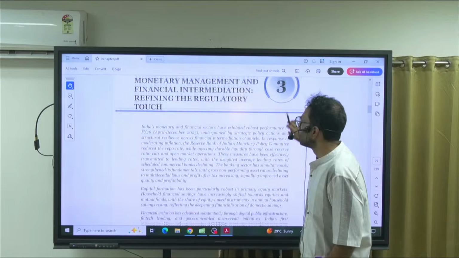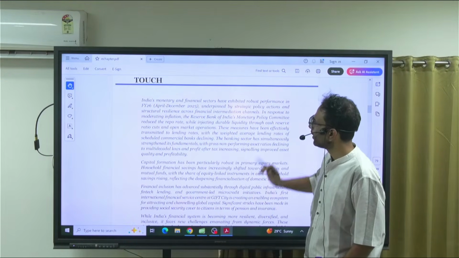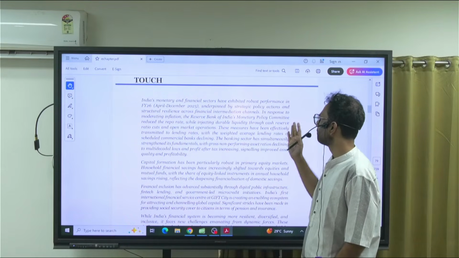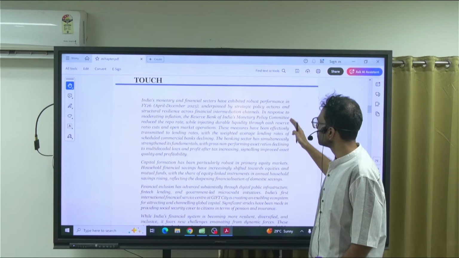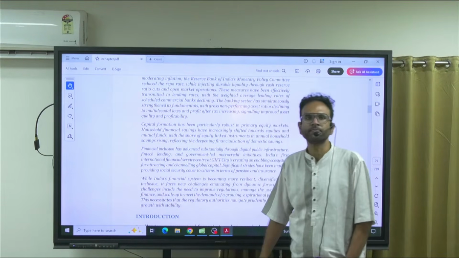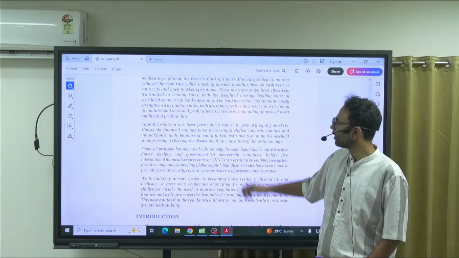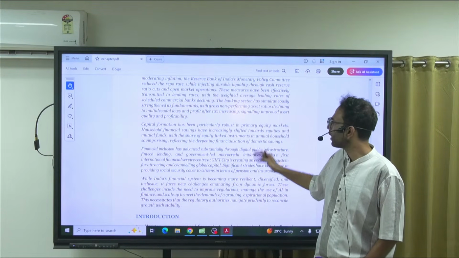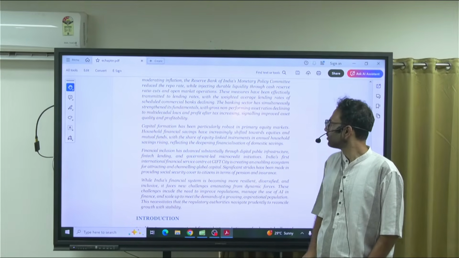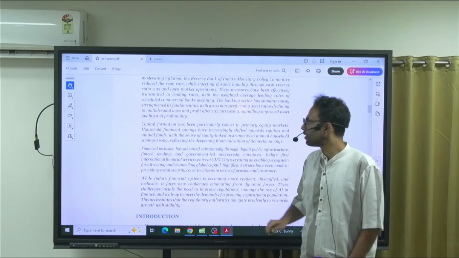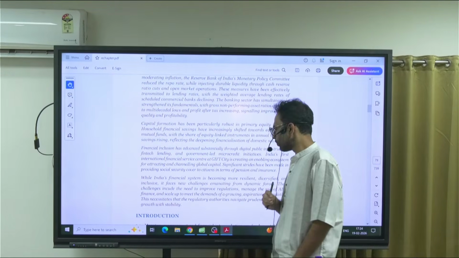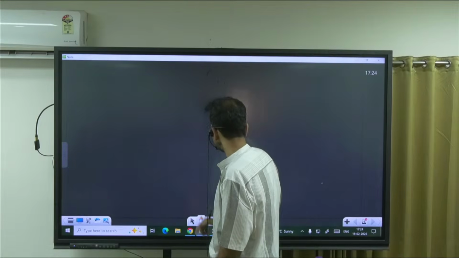All right. So India's monetary and financial sectors have exhibited robust performance, underpinned by strategic policy actions, etc., etc. Finally, let's come to the issue of capital formation. Capital formation has particularly been robust in primary equity markets. Household financial savings have increased towards equities and mutual funds with the share of equity-linked instruments. Basically, what is the long story here and how can we simply sum it up?